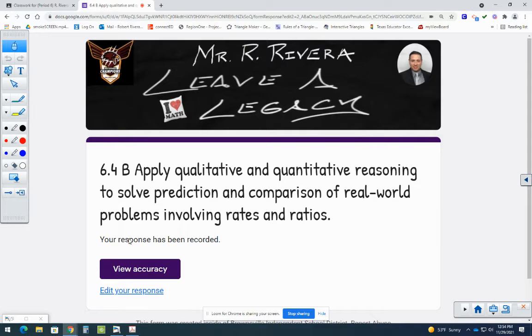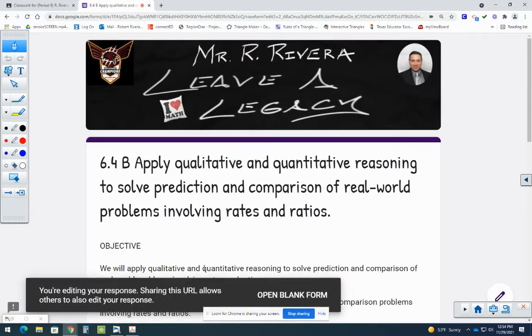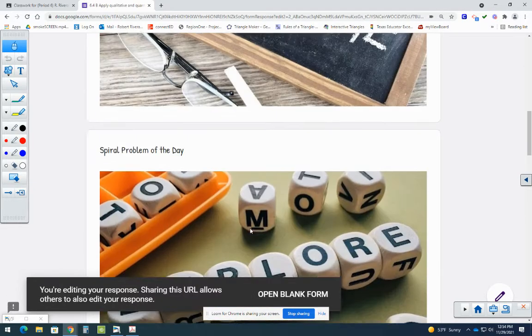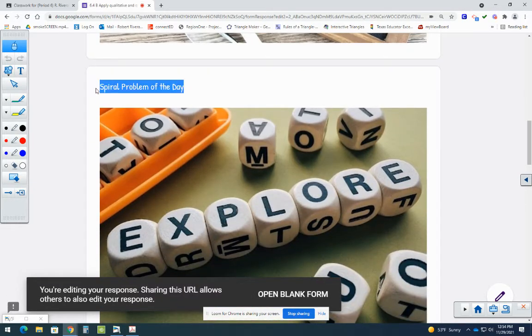Hopefully it becomes better. If I am scoring poorly on the problems of the day, guys, which is this one, the spiral problems of the day, I need to stay for tutorial, because that means I am having trouble with the old stuff and I forgot the old stuff. That means I never really learned the old stuff. So if you're having trouble with the spiral problems of the day, you need to stay for tutorial, guys.